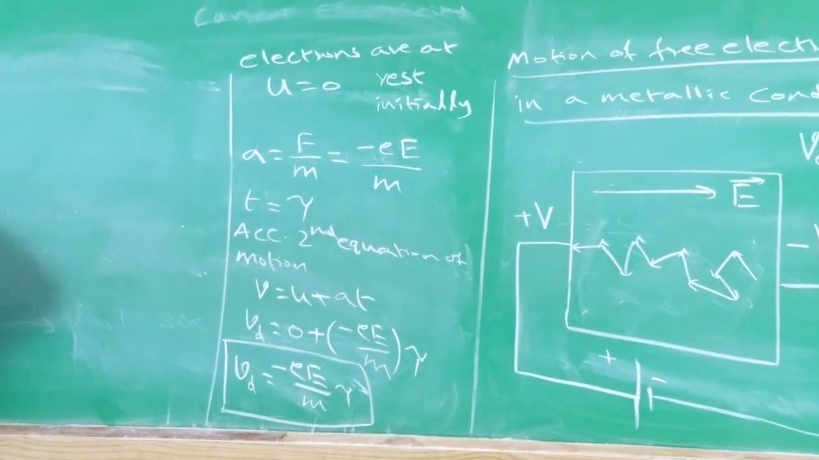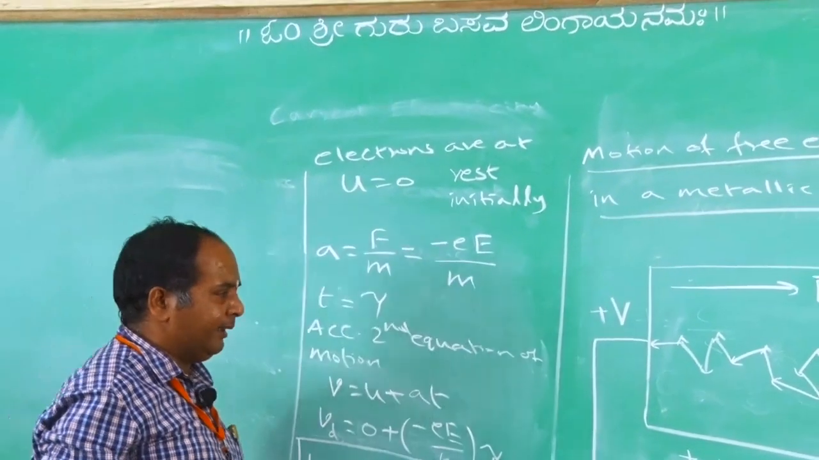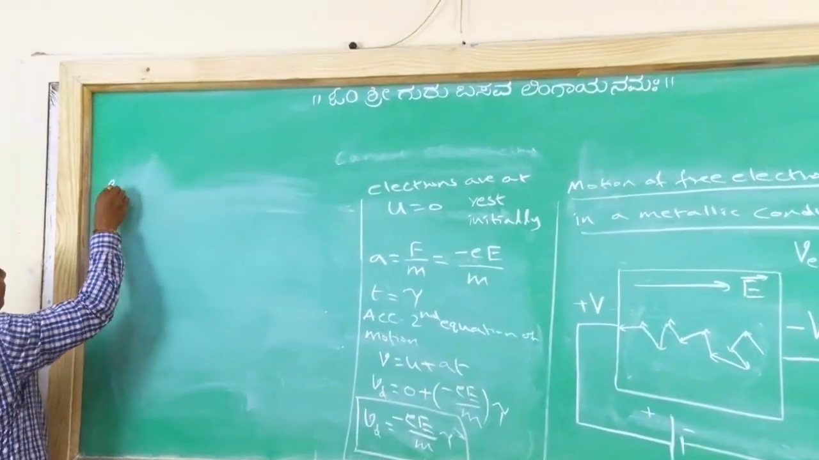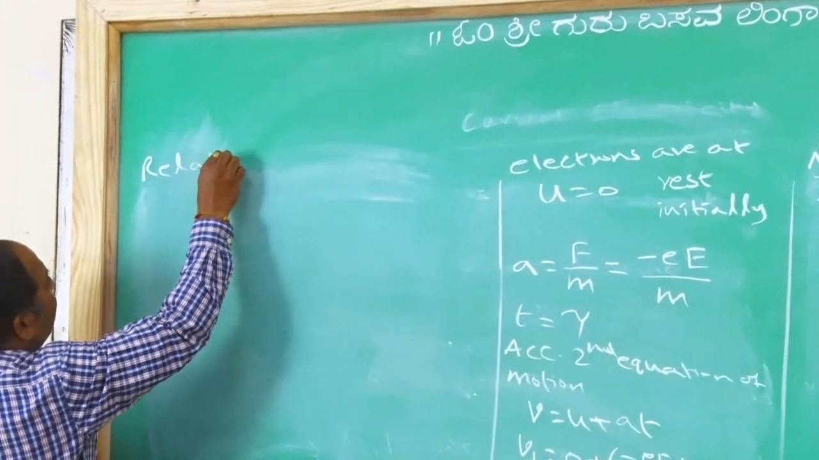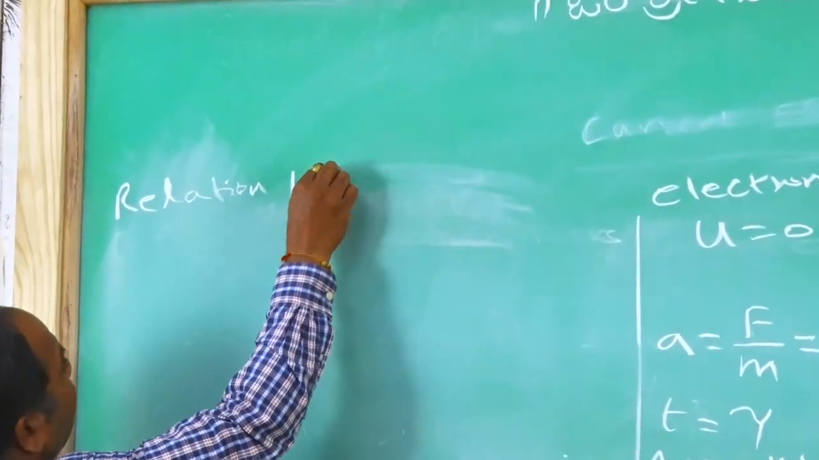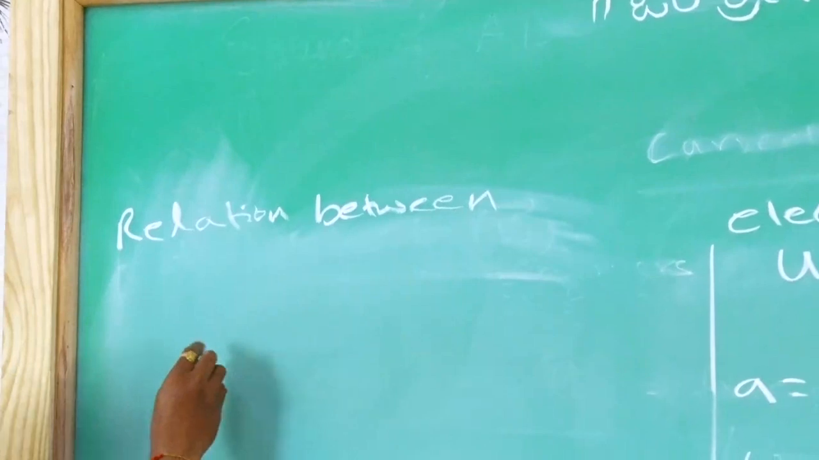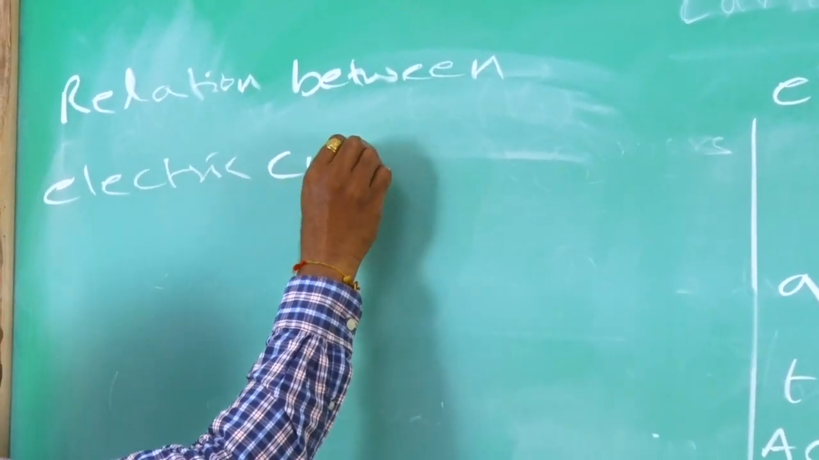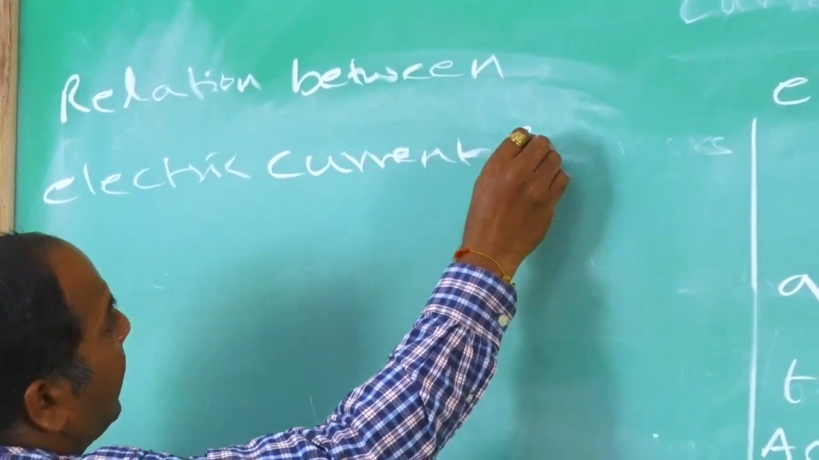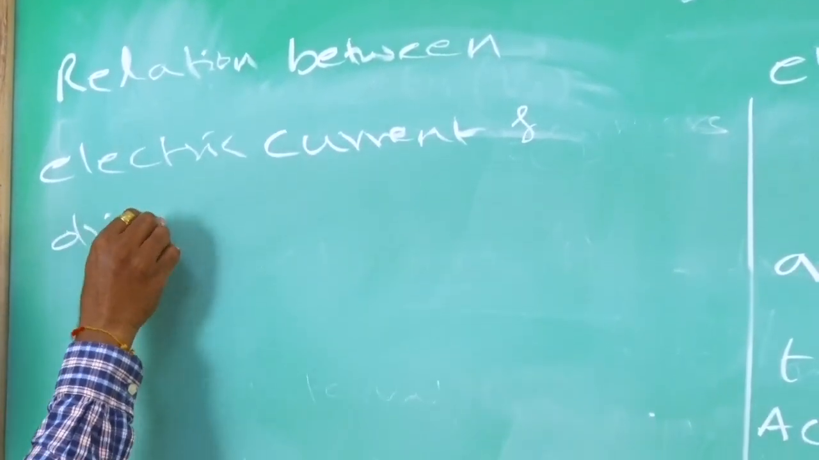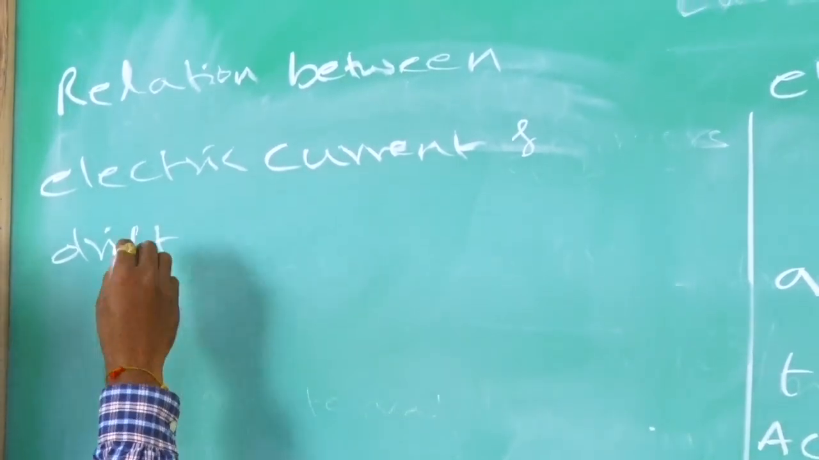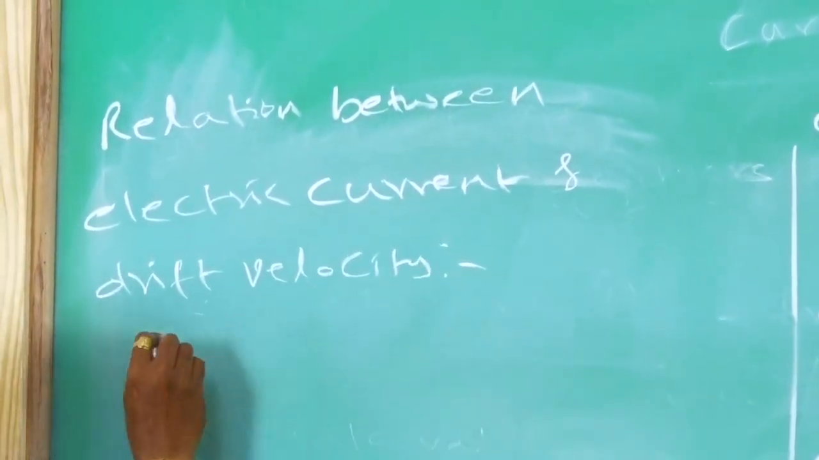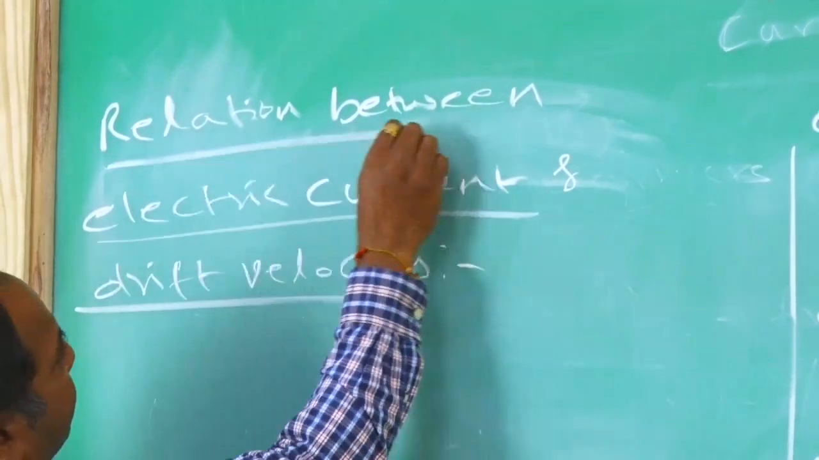After knowing about the drift velocity, we should know another important thing, that is the relation between electric current and drift velocity. This is a very important relation in further topics also. So what is the relation between electric current and drift velocity?